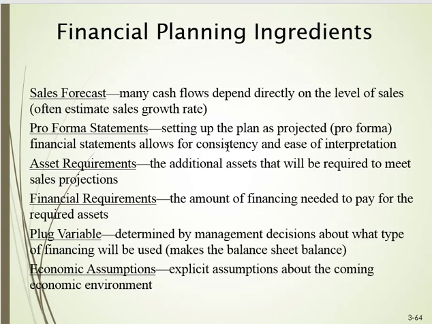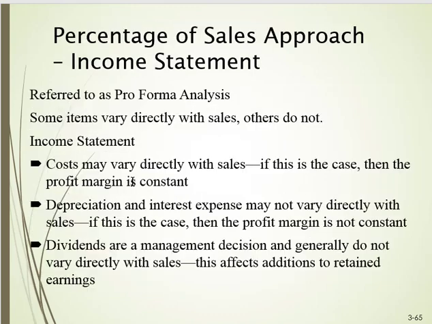We're going to create these statements. They're predicted, they're projected for the next year or so. One of the things we need to know is what are the assets that we need in order to create the business that we think is coming our way. Once we know what assets we need, we then need to figure out what the requirements are to pay for that. Where's the money going to come from? We're going to use some plug variables to help us decide ultimately how to get the money that we need. And of course, there's always going to be some economic assumptions.